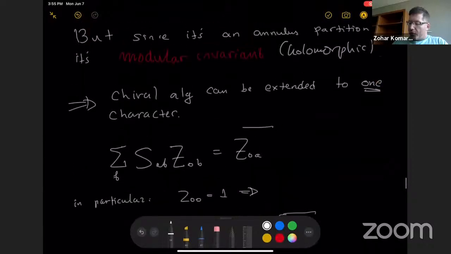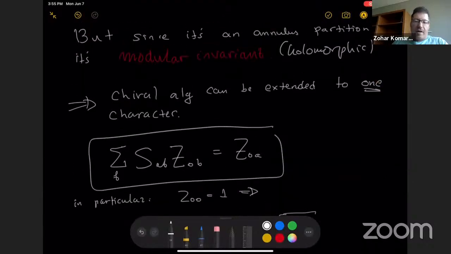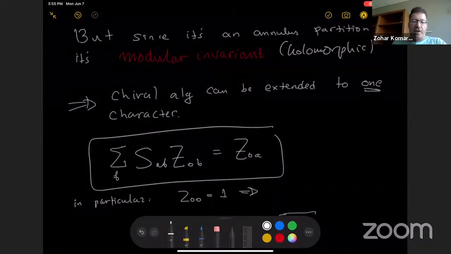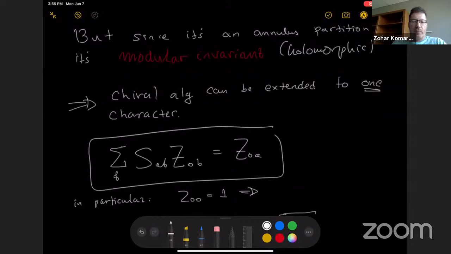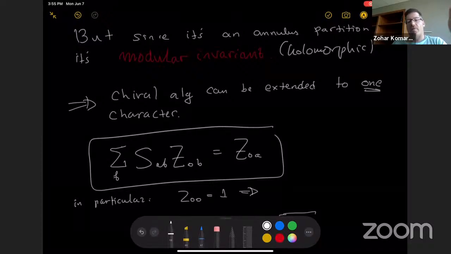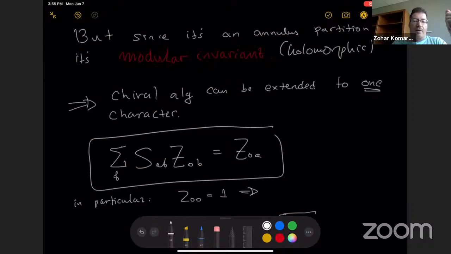You can also write this condition in terms of the S matrix. It's an if and only if condition in terms of the S matrix. If there are eigenvectors of the S matrix with eigenvalue 1 which are integral vectors, that's enough to write down a holomorphic partition function, and that's necessary to have for having a gapped boundary condition.